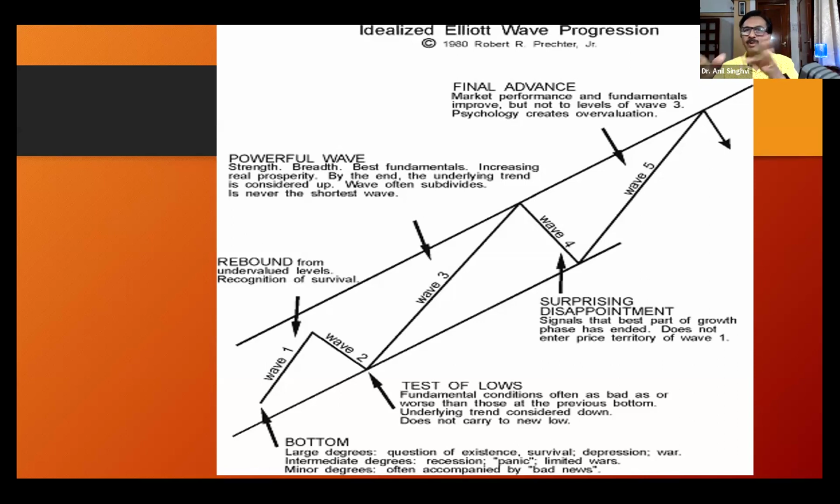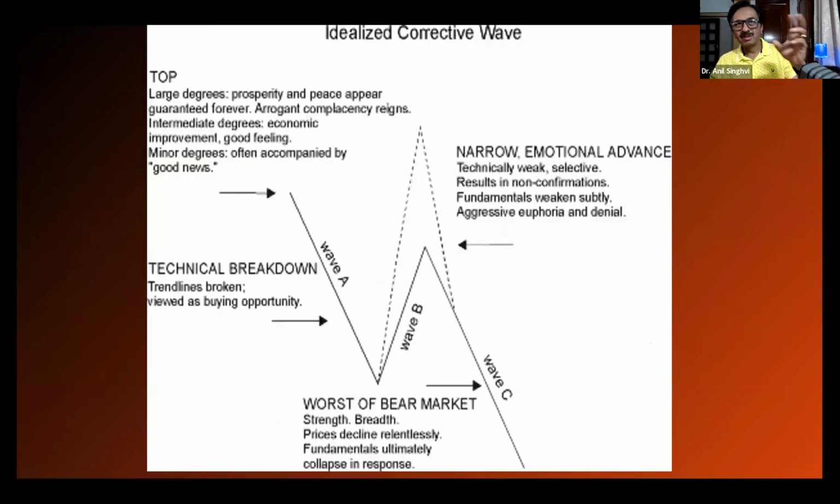And then wave four is because of some surprising disappointment, and that signals that the best part of the growth phase has ended. And then wave five again takes off, but underlying strength is missing. You will see that there is overvaluation of everything in wave five, and then it crashes like anything, like it happened in 2008. So that is about the impulse waves.